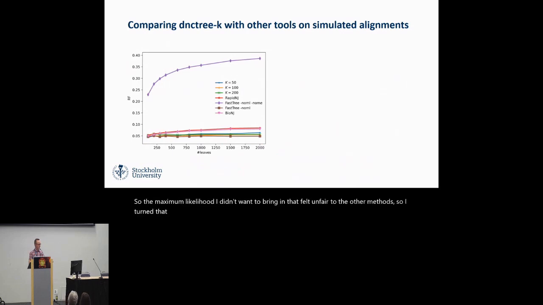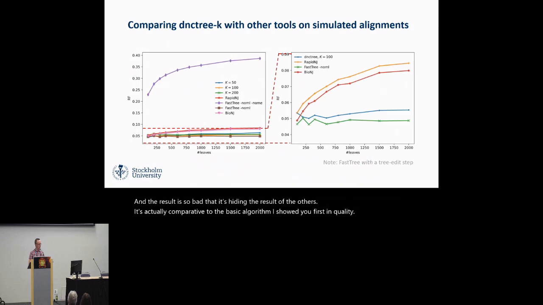And the top graph here, as you see, that's when I'm also turning off the tree editing. And the result is so bad that it's hiding the result of the others. It's actually comparative to the basic algorithm I showed you first in quality. So if we remove that, you can see that it turns out that the DNC3K algorithm is performing super well. It's almost as good as FastTree with its tree editing step. And it's, to my actual surprise, much, much better than neighbor joining.